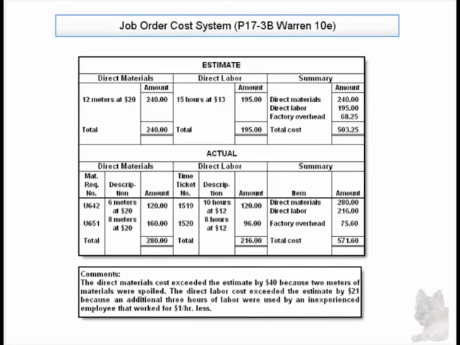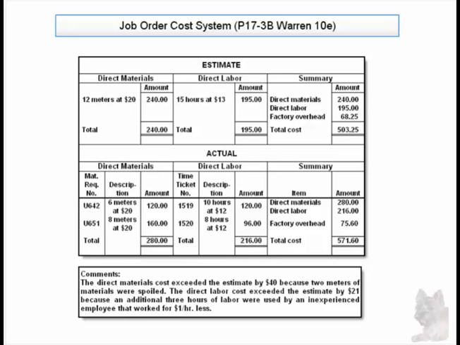Okay, now on our final slide here, we've added the comments at the bottom, and I've left the estimate and actual on the screen so you have the basis for where the comments are coming from all in front of you on the screen. And the comments read, the direct materials cost exceeded the estimate by $40 because 2 meters of materials were spoiled. The direct labor cost exceeded the estimate by $21 because an additional 3 hours of labor were used by an inexperienced employee that worked for $1 less.